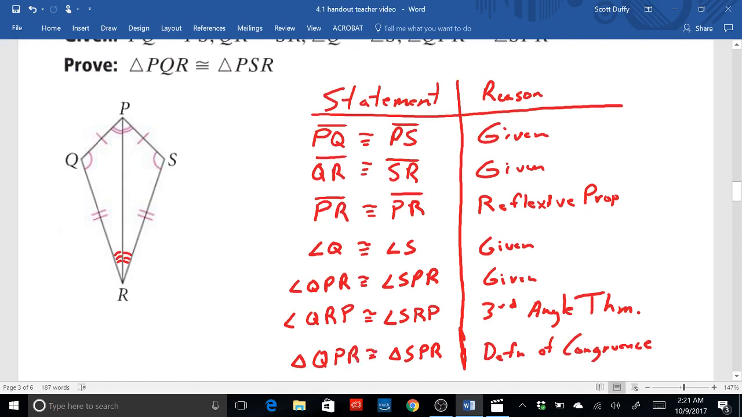Now, what you'll notice is that I didn't write them down in the same order as they asked me to. That's okay, as long as you write them down in the correct order according to each other. So Q corresponds to S, P corresponds to itself, and then R corresponds to itself.